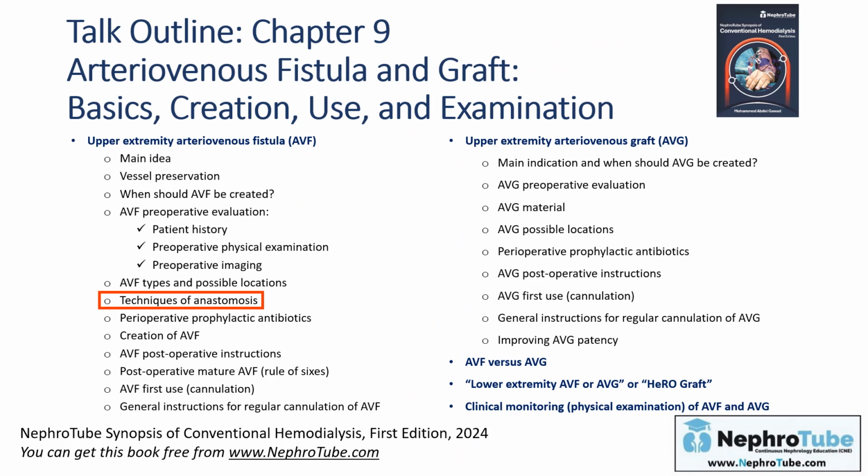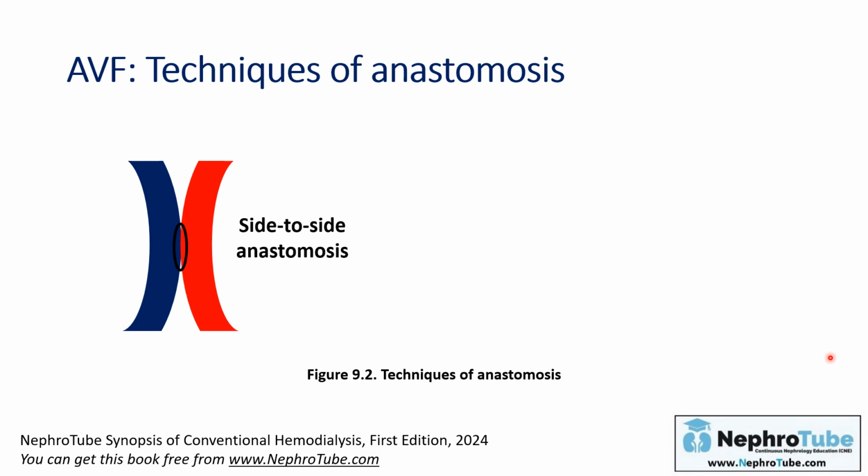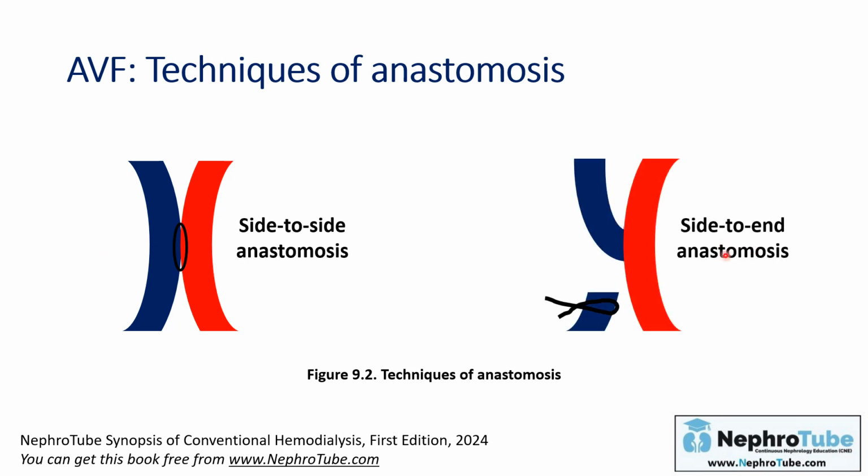What about the techniques of anastomosis? We have two types of anastomosis. The first is side-to-side anastomosis, and the second one is side-to-end, the side of the artery to the end of the vein, where the vein is ligated distally here and connected by its end to the side of the artery. The side-to-side anastomosis has a common complication, which is hand edema and discomfort.